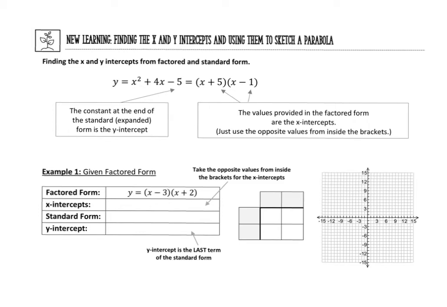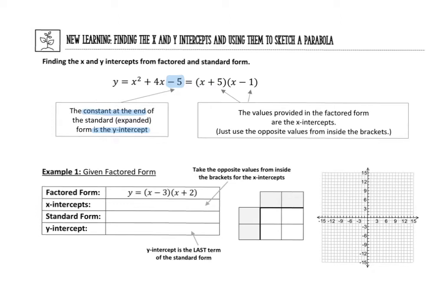Hi everyone, today let's look at how we can find the x and the y intercepts and then use them to sketch a parabola. Finding the x and the y intercepts involves looking at both the expanded and the standard form of our quadratic equations. The constant at the end of the standard form is the y-intercept. So in the example given, the -5 would be your y-intercept.